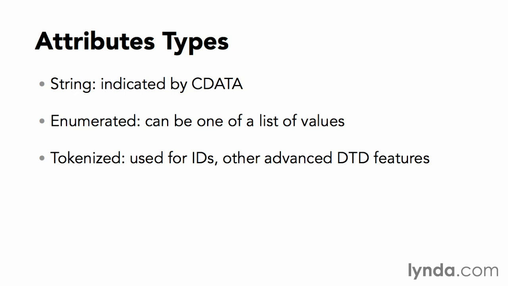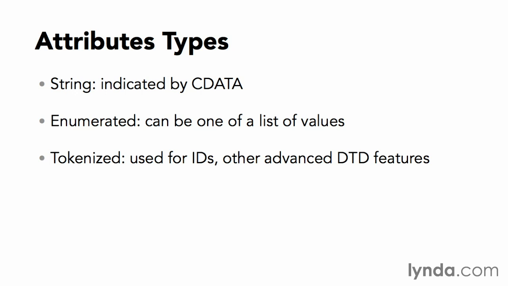And then there's the tokenized type. The tokenized type is reserved for things like IDs and ID refs and other advanced features of DTDs. I'm not going to go deep into that here. I'm going to cover the string and enumerated types because, once again, these are by far the most common examples you'll run into when declaring DTDs in your XML files.